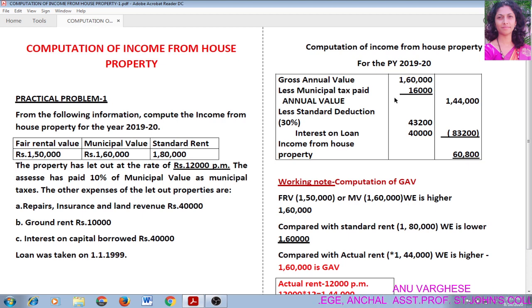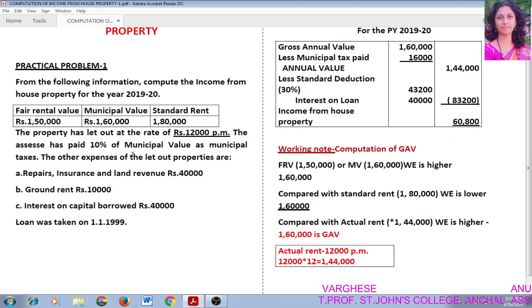Next step is we have to deduct municipal tax paid. In the question, it is given that the assessee has paid. I think you are remembering one fact that in order to deduct municipal tax, the assessee should pay municipal tax, not the tenant. The owner has to pay municipal tax. And in the question, it is clearly mentioned that the assessee has paid 10% of municipal value. So 10% of this figure as municipal tax. So we can deduct this figure as the assessee has paid it.